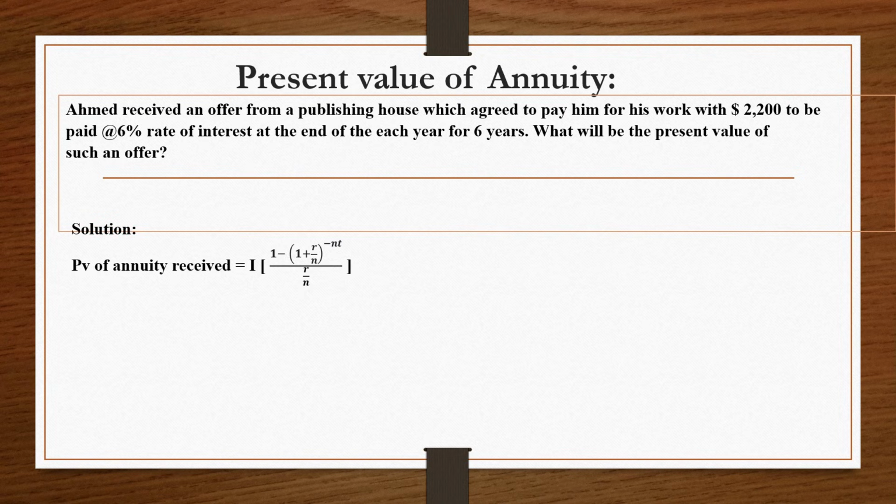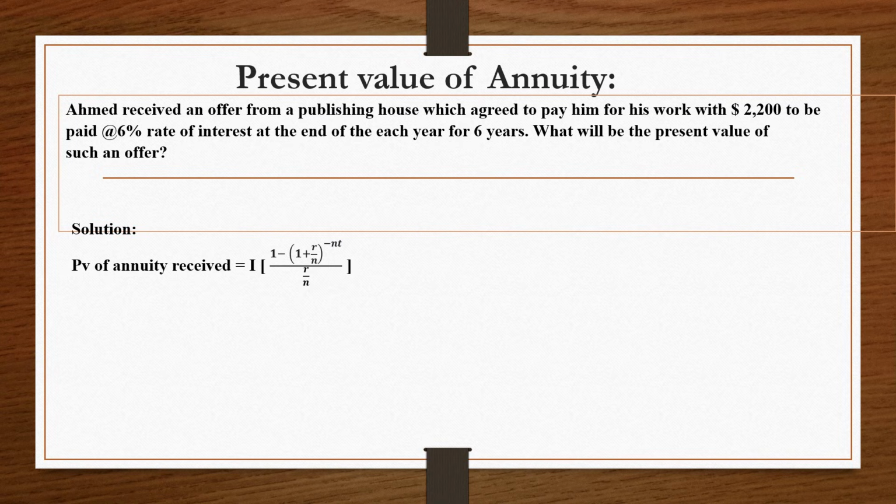So we have read this, and now we have understood that we need to find out the present value of annuity. First we will write the formula. Present value of annuity is equal to I into bracket 1 minus bracket 1 plus R by N bracket close minus NT, divided by R by N.